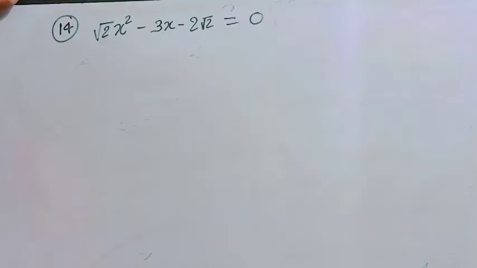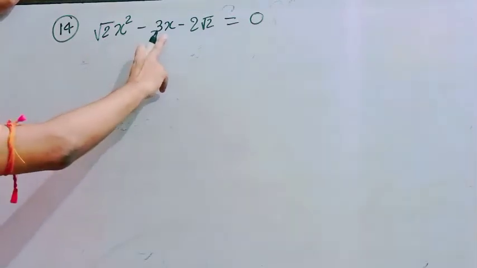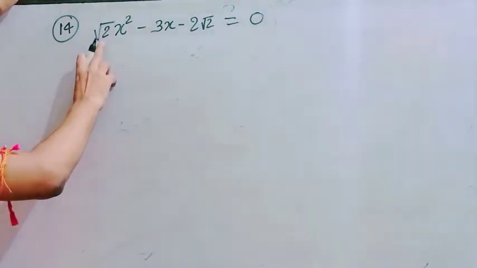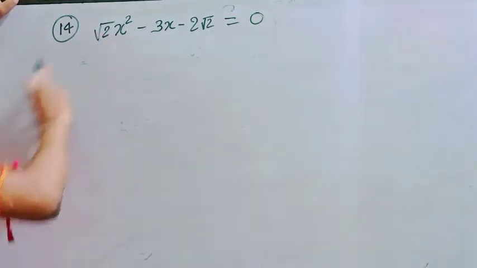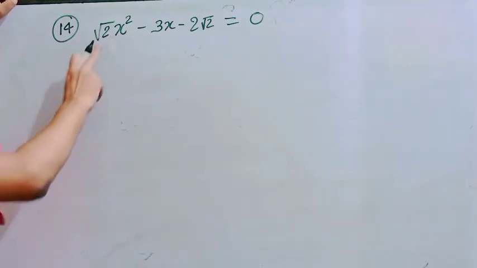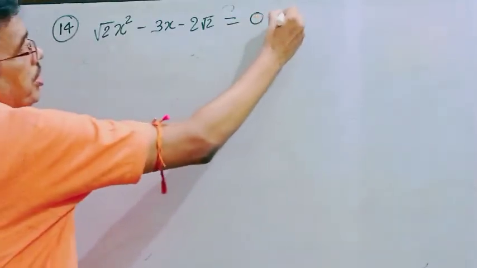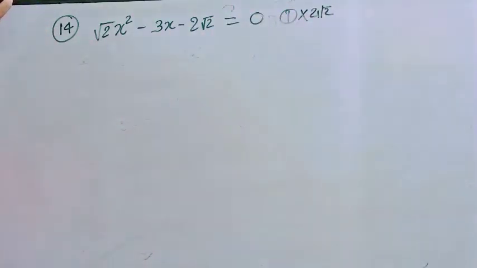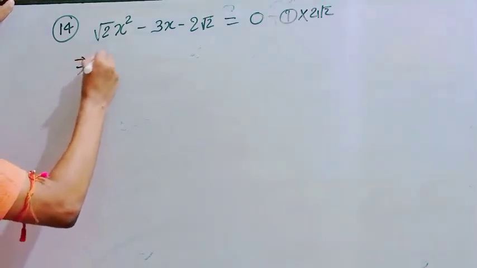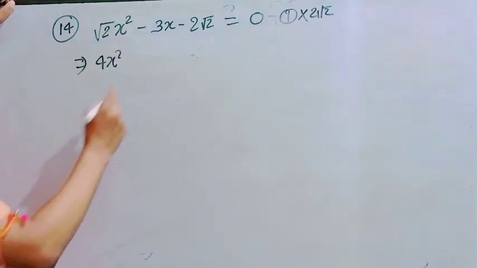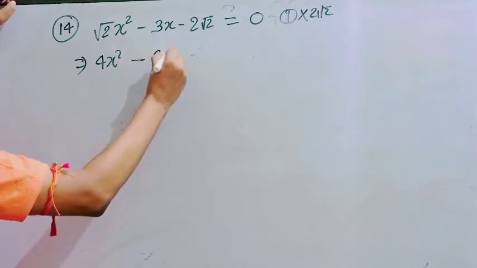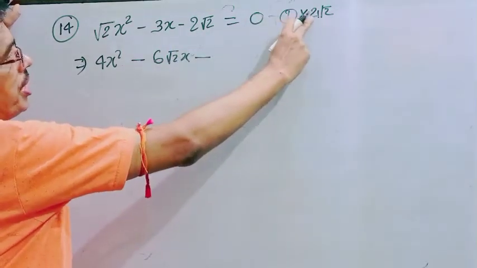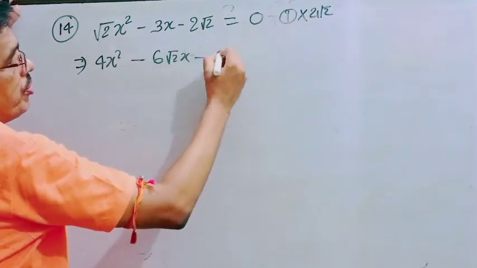Now see, here is root 2 x square minus 3x minus 2 root 2 is equal to 0. So the first question: what do you multiply this number by so that you get a square number? Here is root 2, so it is clear, you multiply this number by 2 root 2. When you multiply by 2 root 2, then you get 4. So right there, it is 4x square and minus 3 into 6 root 2 x, and minus here 2 root 2 multiplied by 2 root 2 is 2 into 2 is 4, into 2 is 8.